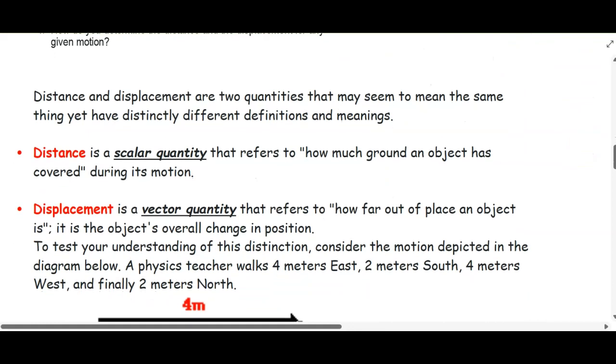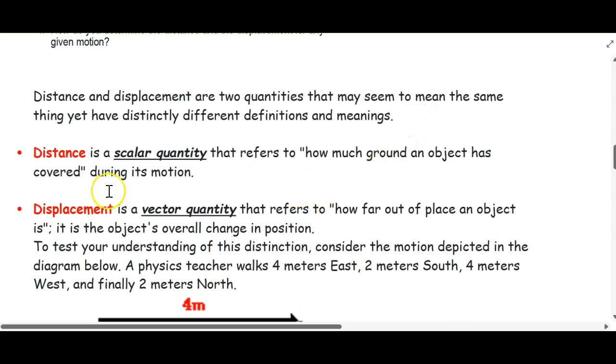All right. Now, distance and displacement are two quantities that may seem to mean the same thing, yet have distinctively different definitions and meanings. All right? And then I'll show you where the confusion and overlap lies. And then we'll talk about how you could tell the difference.